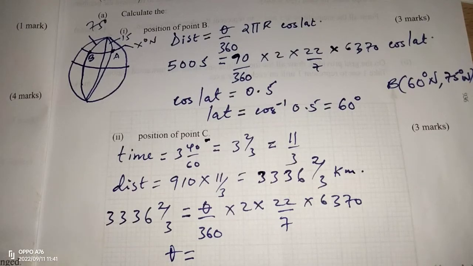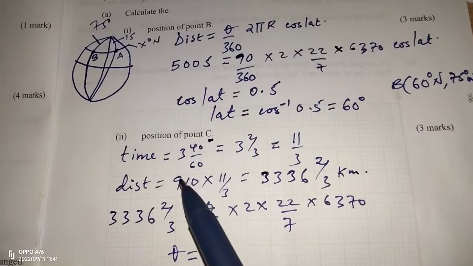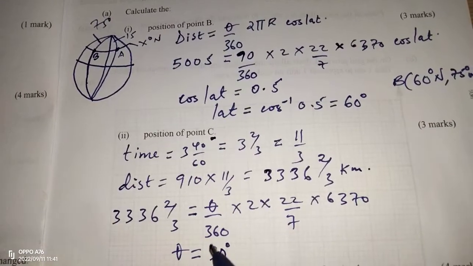So we multiply that distance by 360, we also multiply it by 7, then we divide by 2 by 22 by 6370. This is going to give us exactly 30 degrees. Therefore, the angle difference between B and C is 30 degrees.